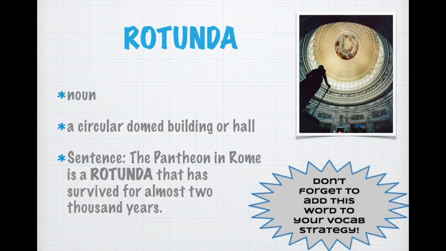Our next word is rotunda. Rotunda is a noun, and it's a circular domed building or hall. The United States Capitol, which we saw in Washington, D.C., has a large rotunda at its center. And also there's a rotunda in Rome that has survived almost 2,000 years, as it says in your sentence. So it's a building that has a circular dome at the top. It's called a rotunda. So it was that room in the Capitol that had all of those statues, and when we looked up, there was that painting in the ceiling.